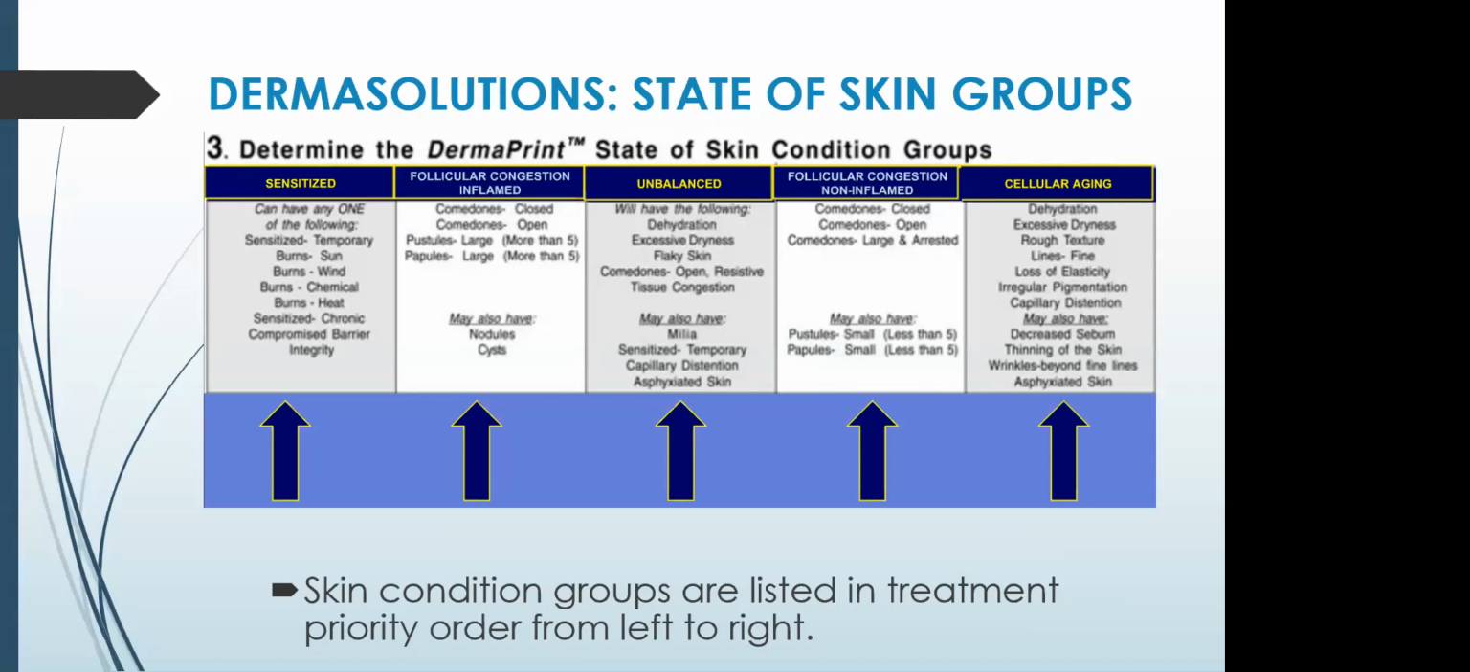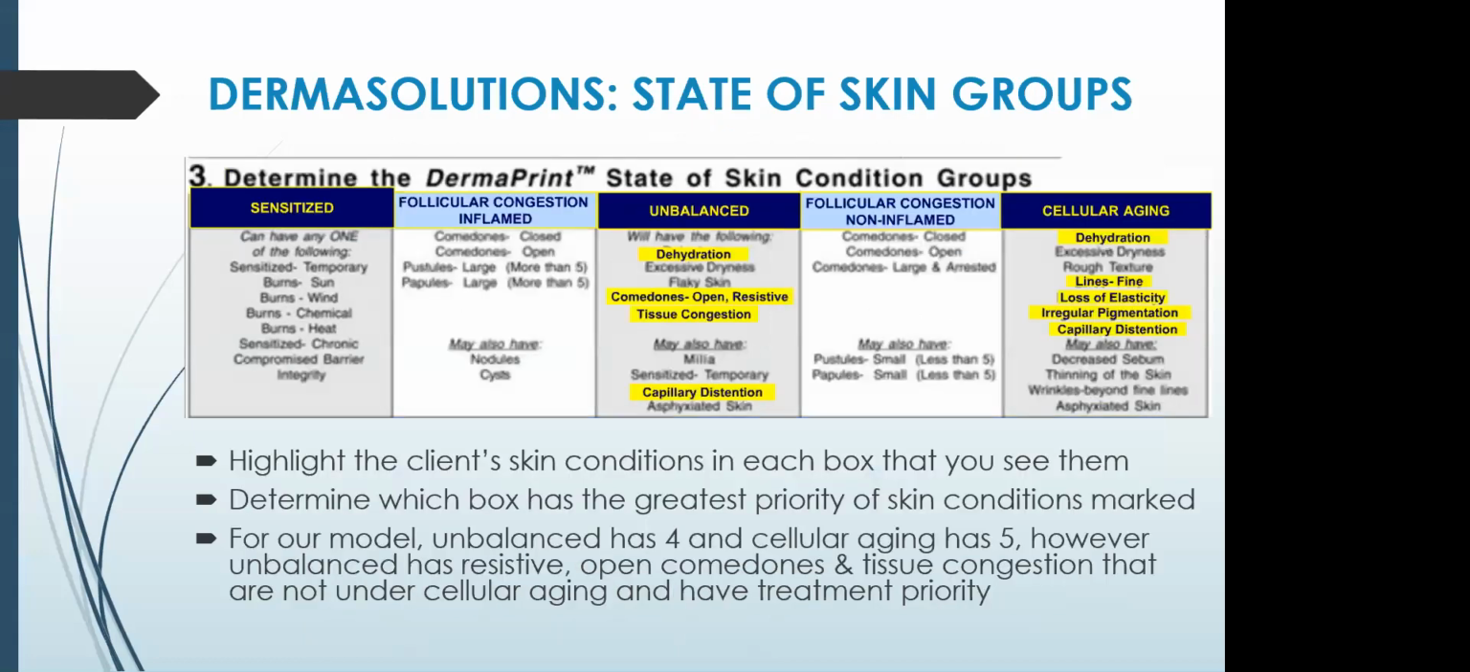You determine that on the third section of your Dermaprint form, which is towards the bottom. It has all of your skin conditions listed. You have to go through them, find them, and highlight them. So for our example, we know that our client had dehydration. That falls under unbalanced and cellular aging. We know that our client had comedones. They were open and recessive, and they also had tissue congestion. They had fine lines and wrinkles, loss of elasticity, irregular pigmentation, and they also had capillary distention, which also falls under unbalanced and cellular aging.